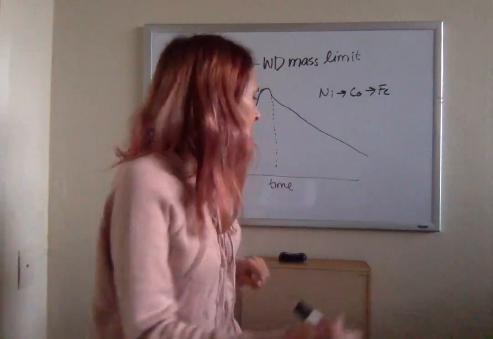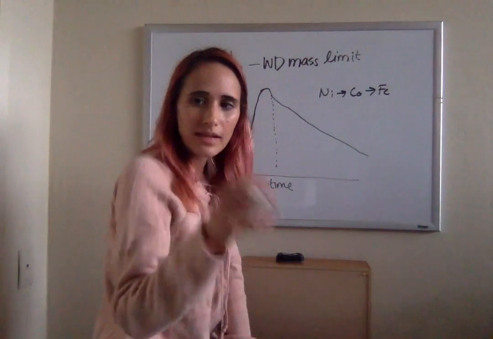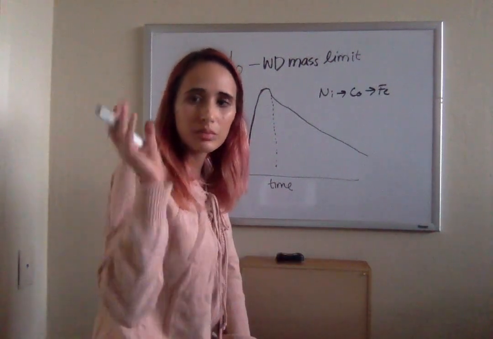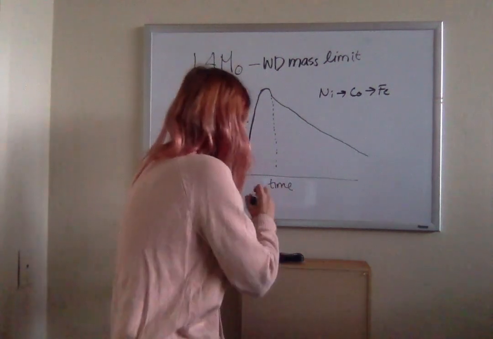Right? So this process, this white dwarf getting mass accreting onto it until it collapses and then explodes in a runaway thermonuclear reaction, it's called a supernova type 1.